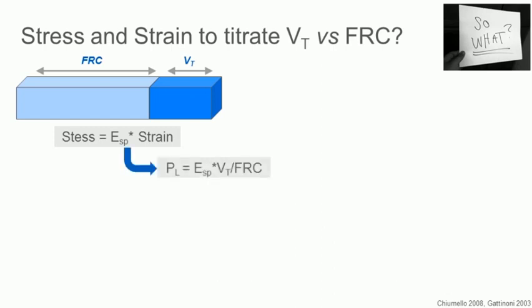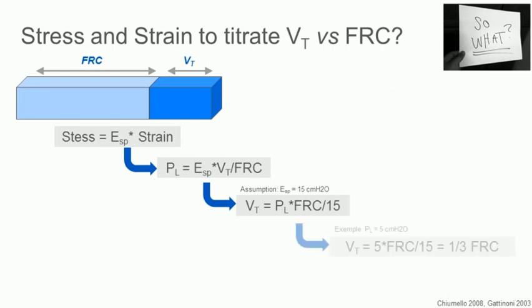Same equations, nothing changed. We have the same specific elastance, let's say 15, and we don't want to have more than, for instance, this can be discussed, 5 centimeters of water as transpulmonary pressure at the end of inspiration. We can discuss this point, but again, to make the demonstrations, it's easier to use 5. And then you see that the tidal volume that will keep the strain and the stress minimal will be 1/3 of the FRC.